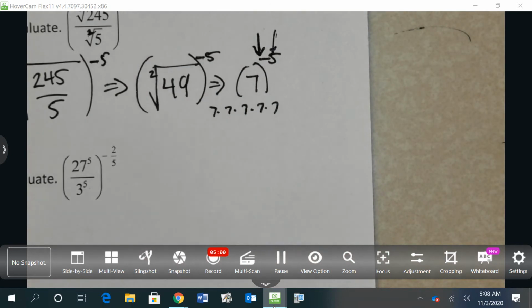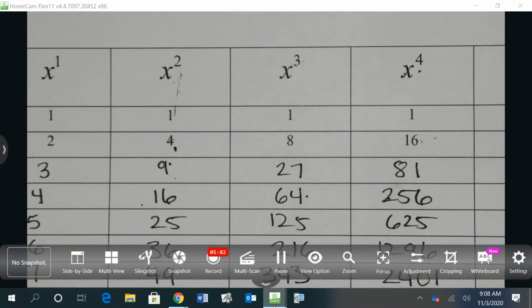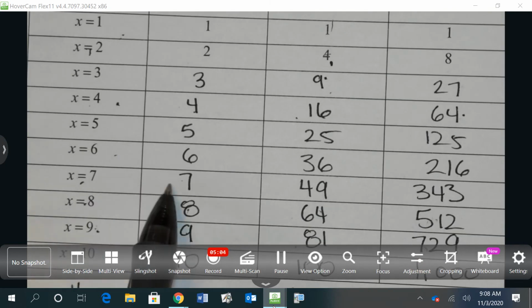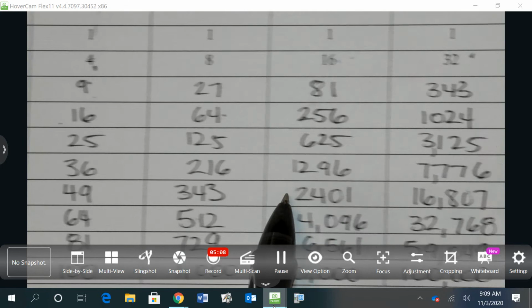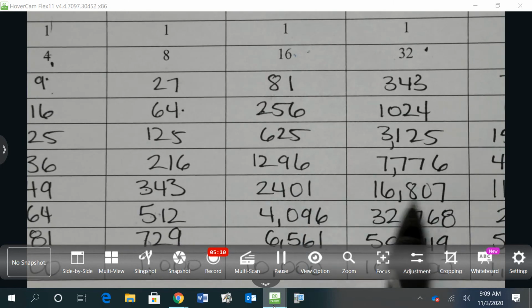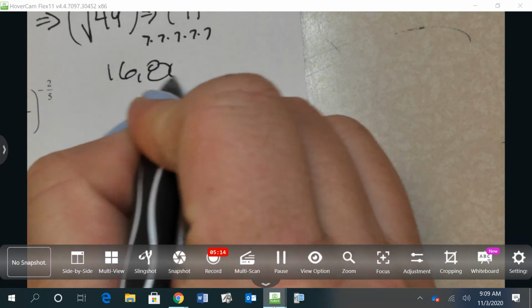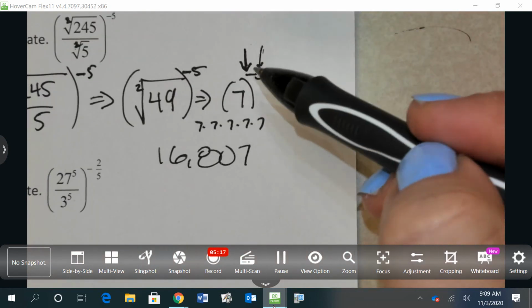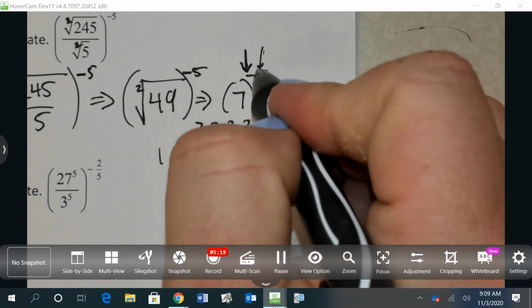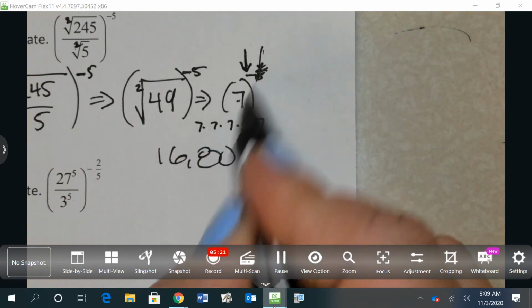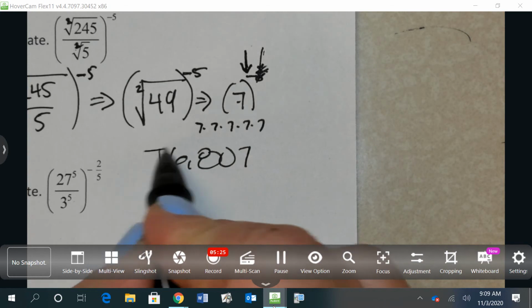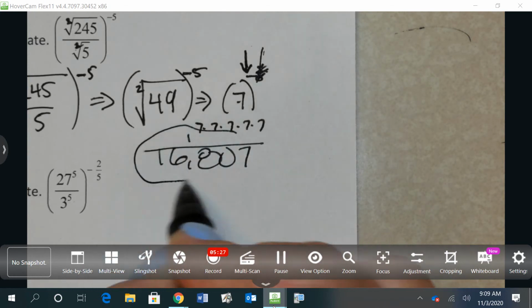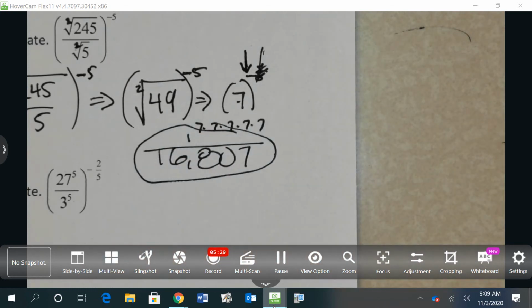So I'm going to find the 7. Here is the 7. There's 7 to the first, 7 to the second, third, fourth, and fifth. So I'm going to write this number down. Misconception here is a lot of times students think they should just make it negative. Nope. I took it to the fifth, and this is the number I got, and now this negative sign means if it was on top, put it on the bottom. This is the final answer for number 7.